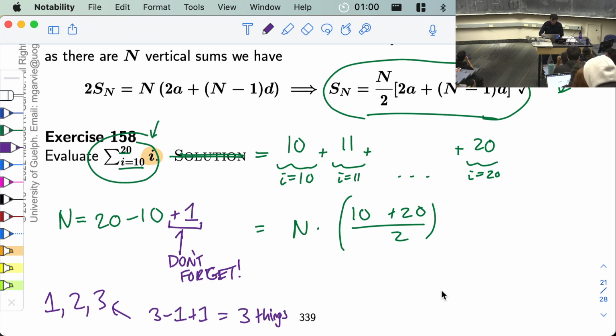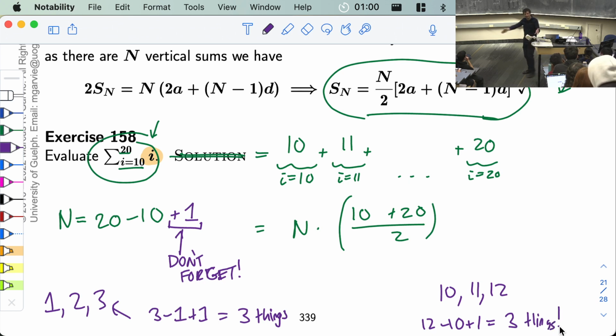Another example, if you do 10, 11, 12, right? If you do 12 minus 10, that would say 2, but you've got to add on the plus 1. Don't forget the plus 1. Plus 1 equals 3 things. Okay, so this formula, if you have listed things and you want to count them, you've got to do this plus 1. Don't forget the plus 1. So in our case, this is 11 things.